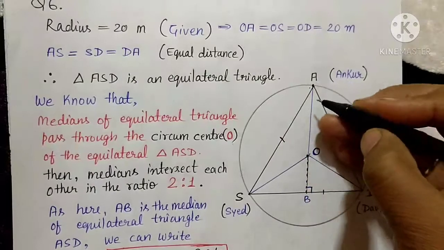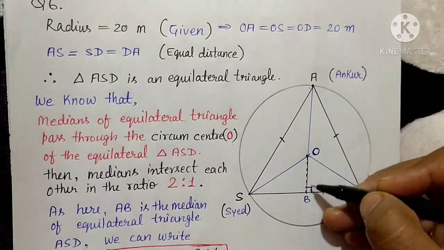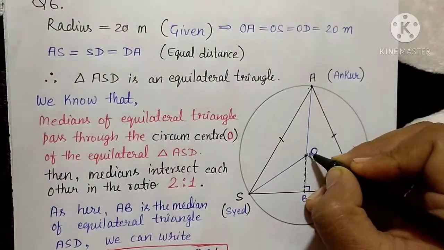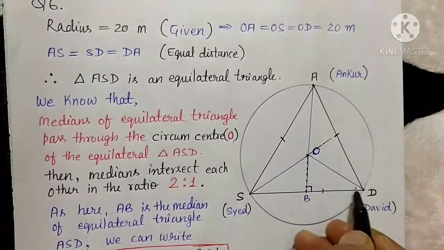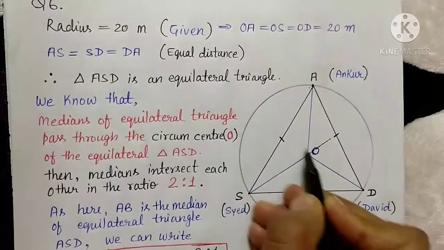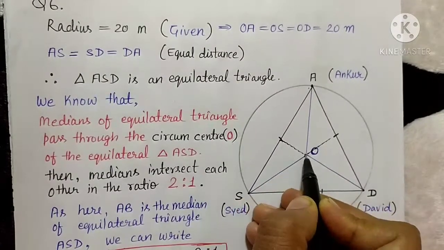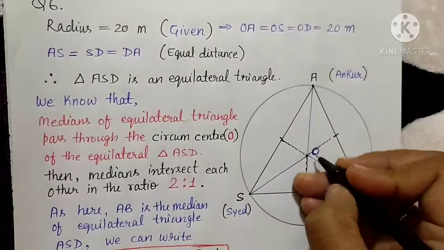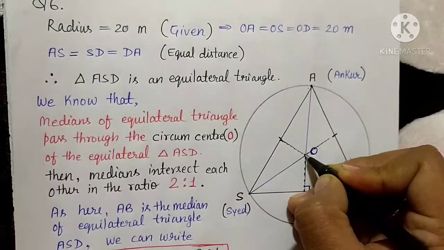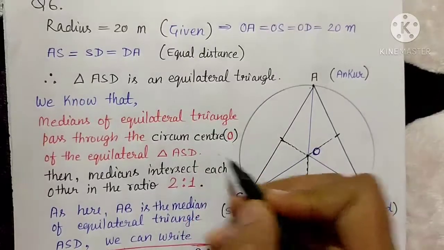As you can see here, I have drawn a median AB. If I draw like this, produce more in this way, and I am producing AD, this one D also. In this way you can give any name. So I have drawn three medians here. And the point at which they are intersecting each other, that point is called circumcenter O.